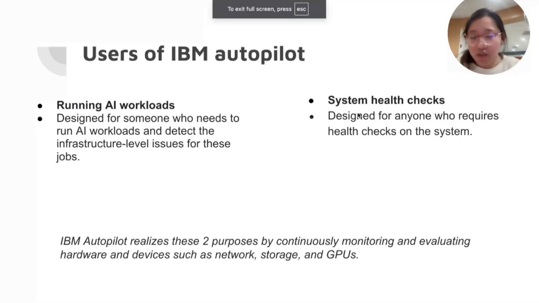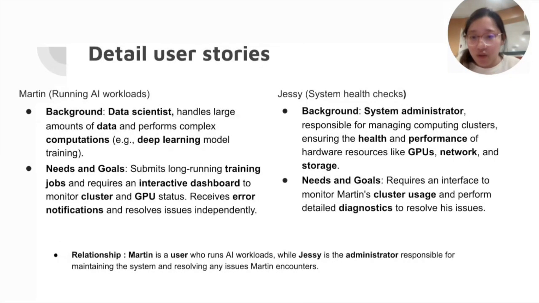We want to talk about the users of this project. IBM Autopilot is designed for someone who needs to run AI workloads and detect the infrastructure level issues for these jobs. IBM Autopilot will also be used for anyone who requires health checks on the system. IBM Autopilot realizes these purposes by continuous monitoring and evaluating hardware and devices such as network, GPUs, and storage. Now, here are two examples corresponding to these two purposes.